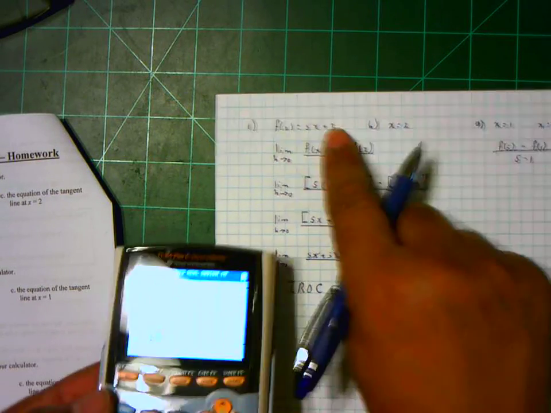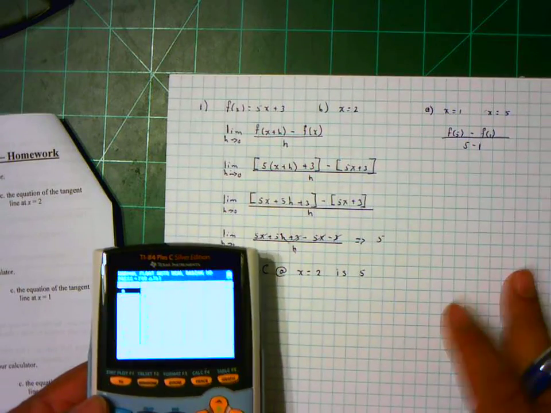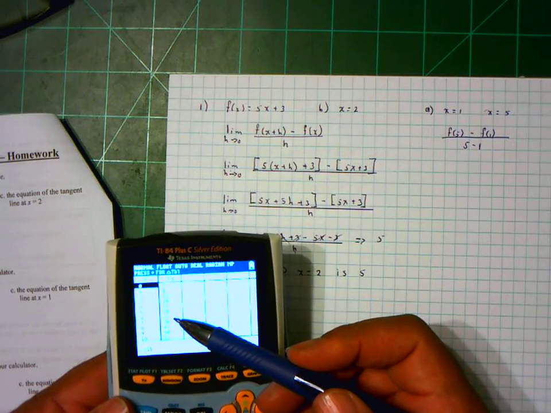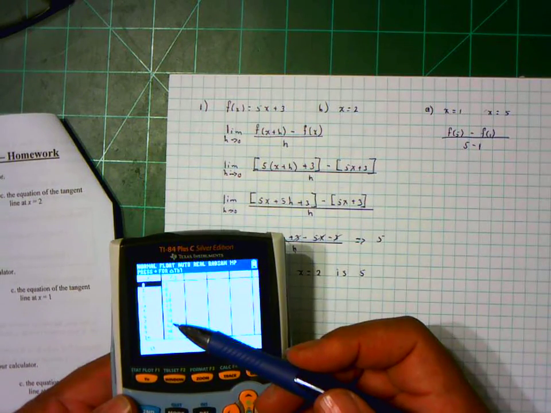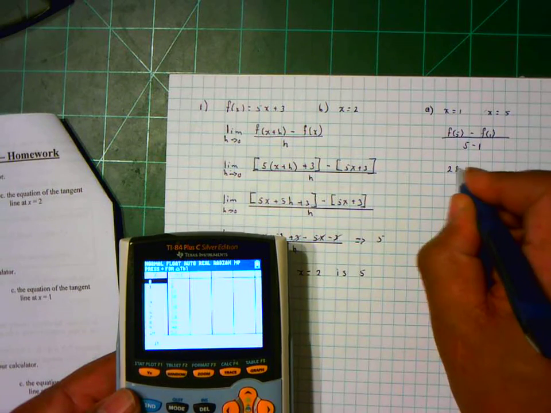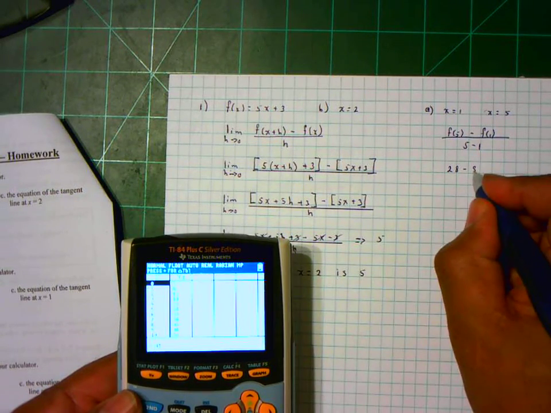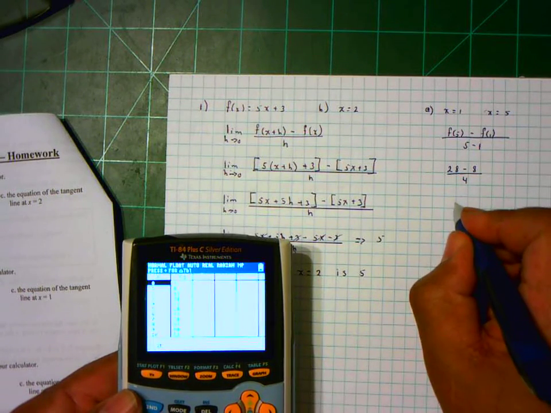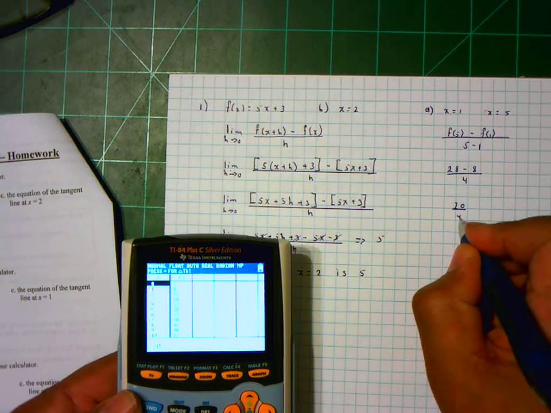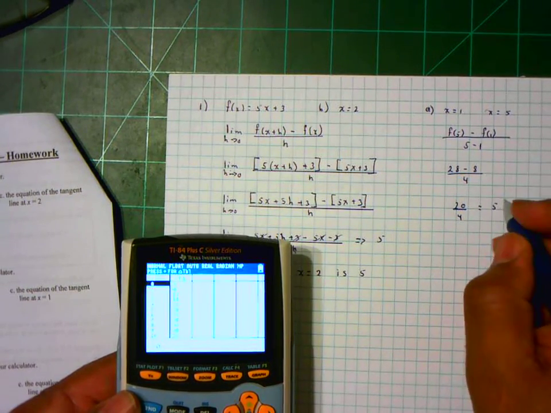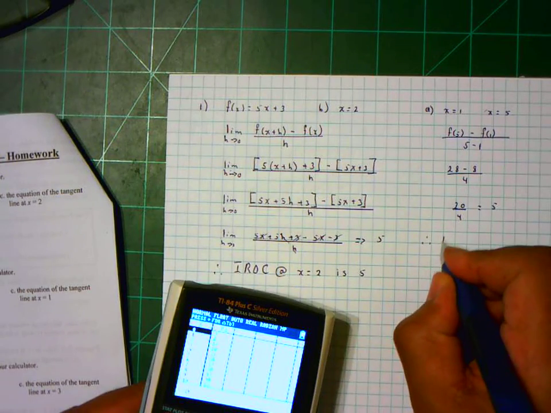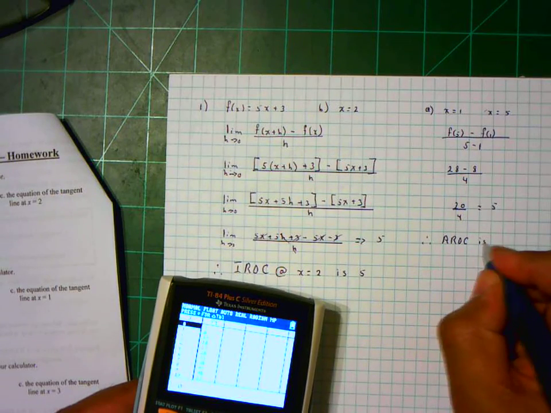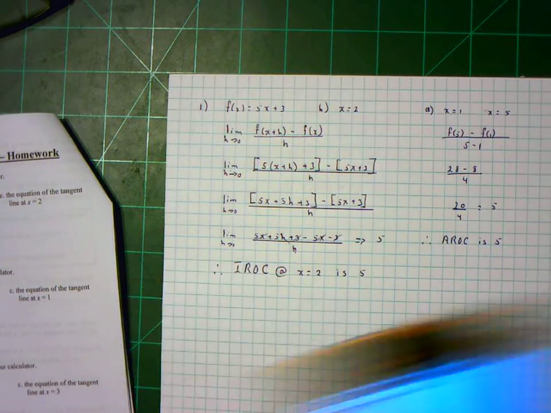Now you can plug these values into the original function and get your values, or just go to the calculator. When x is 5, the function value is 28. This becomes 28. At 1, the function value is 8. And 5 minus 1 is 4. So this becomes 20 divided by 4. That equals 5. Therefore, the average rate of change is 5. And you're done.